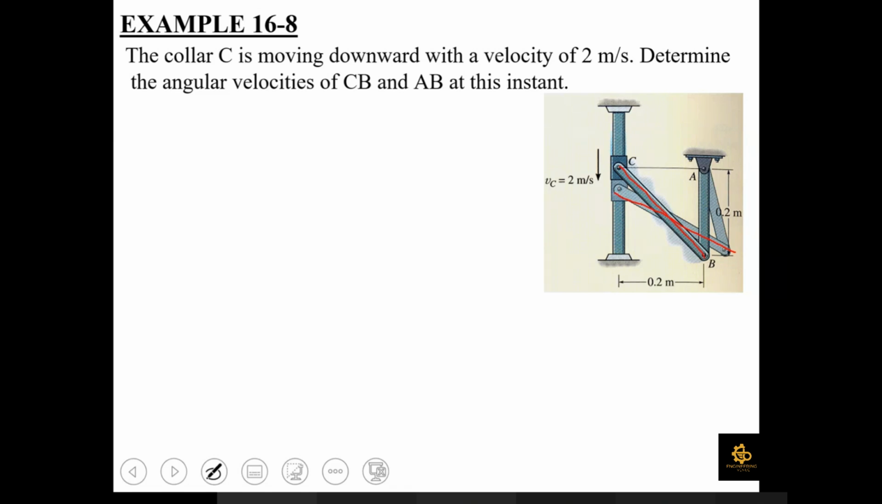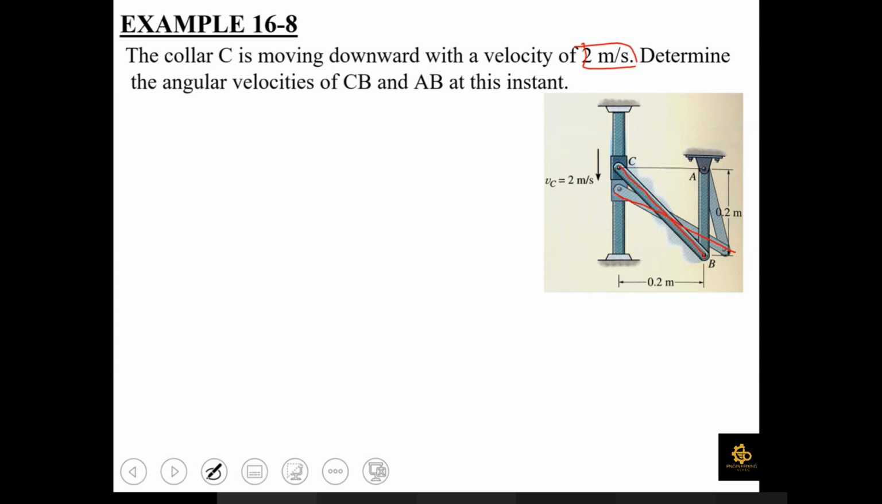Okay, now reading the statement of this example, we have a collar C which is moving downward at a speed of 2 meters per second at the instant shown. We need to determine the angular velocities of the other two links, that is link CB as well as link AB. Okay, so in order to perform the analysis of this collar, हमेशा हम जब भी velocity acceleration analysis करते हैं, तो we are going to start from that link जिसका motion हमें known होता है.